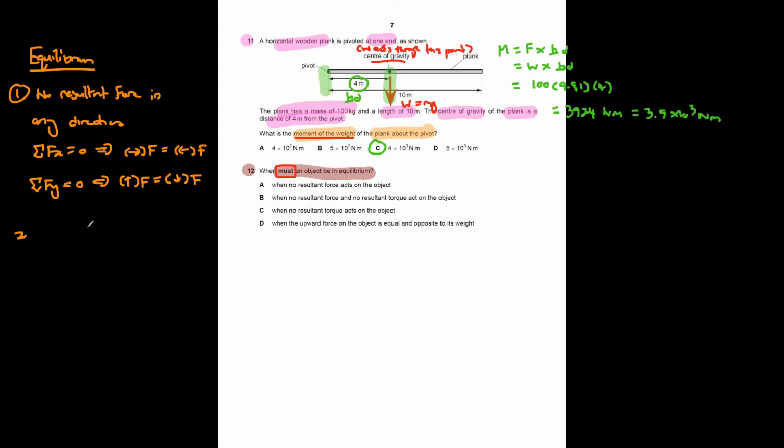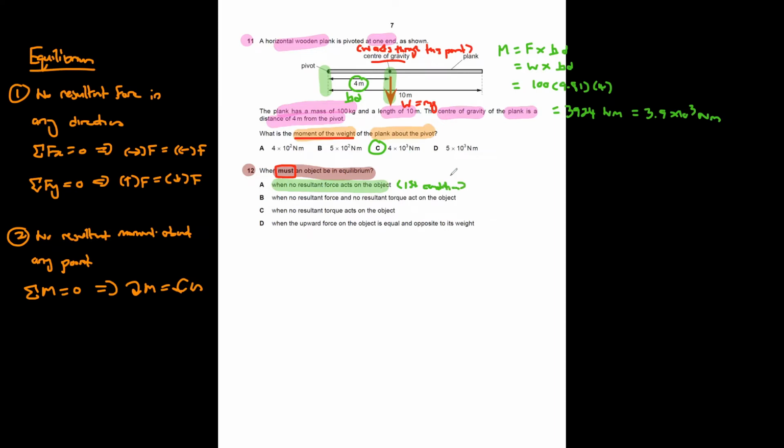And then the next one being no resultant moment about any point, which in your case would mean the sum of moments is equal to 0, which can be translated to clockwise moment equals anti-clockwise moment. Okay, this is the full condition for equilibrium. So you look at the answer choices. When no resultant force acts on the object, this is actually just the first condition. For something to be in equilibrium, you must satisfy both conditions, the first and second: no resultant force, no resultant moment. So A is out because it's only stating the first condition.